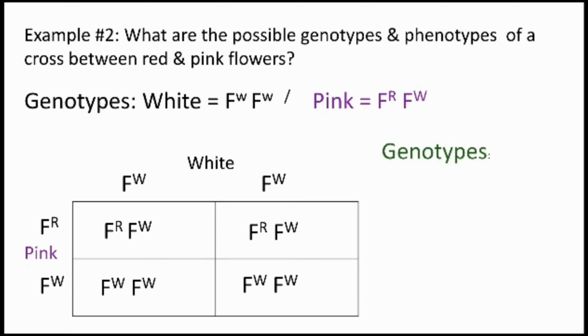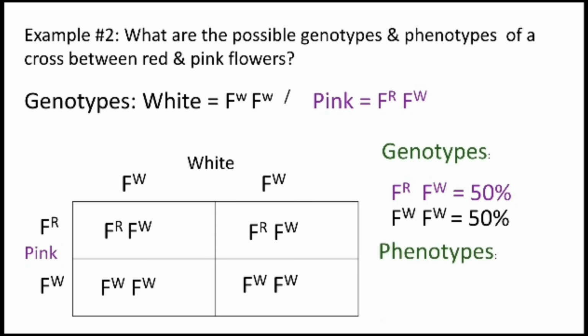In getting the genotypes, or the genotypic ratio, we have 50% FR FW, or 2 out of 4 offspring. Then 50% FW FW, again 2 out of 4. Then for the phenotypes, or the phenotypic ratio, we have 50% white and 50% pink.